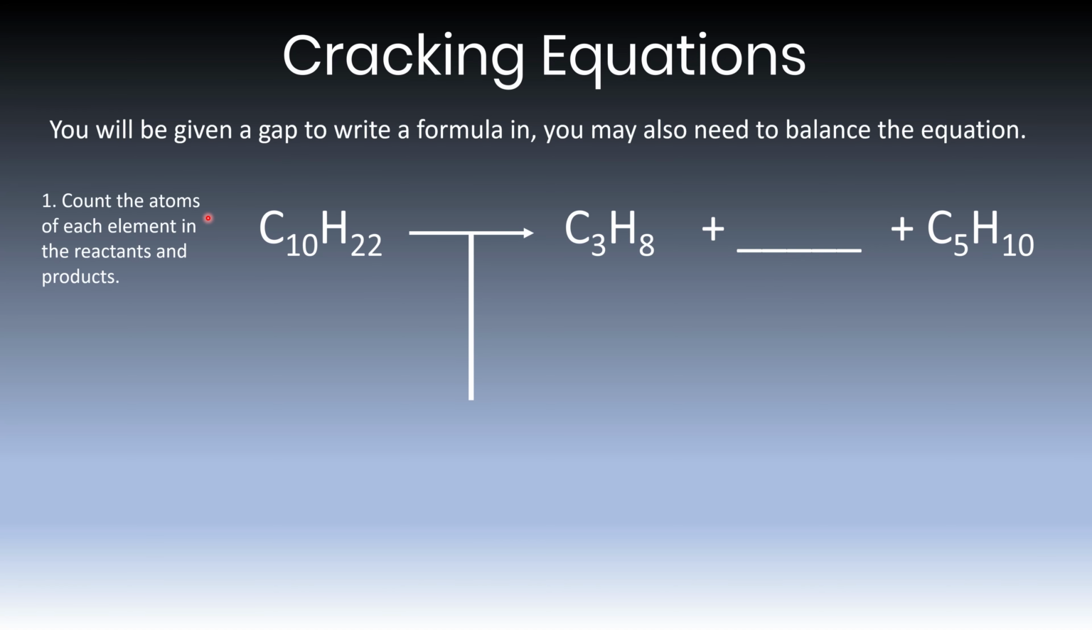Now these are pretty straightforward to do. First thing we need to do is count the atoms of each element in the reactant, so that's the left of the arrow, and the product, so that's the right of the arrow. So here I've got 10 carbons, and here I've got 22 hydrogens. Now to get the numbers on the right hand side, I'm going to need to add everything up. So I've got 3 carbons here and 5 here, so that makes a total of 8. And I have 8 hydrogens here and 10 here, so that makes a total of 18.